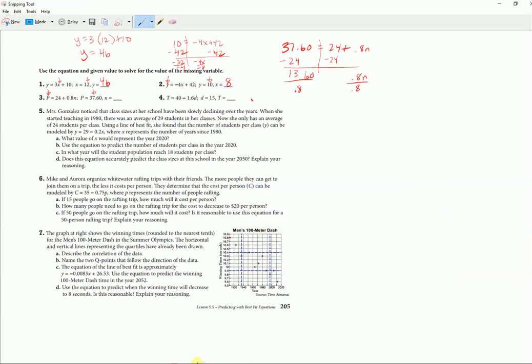Alright, cool. So we'll jump back over here. We know the answer has to be 17. n is equal to 17. And we're done with that one.